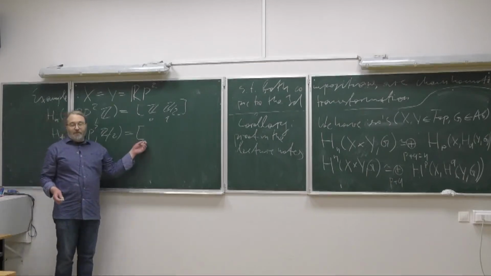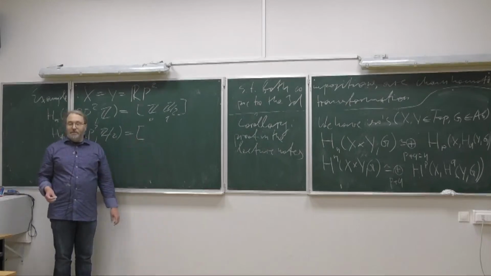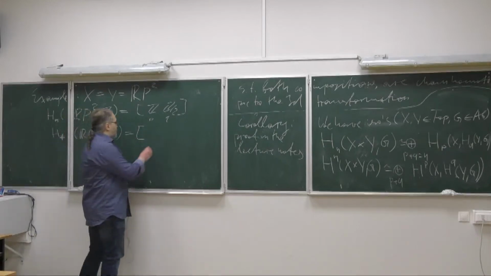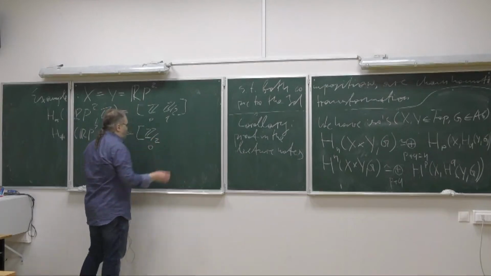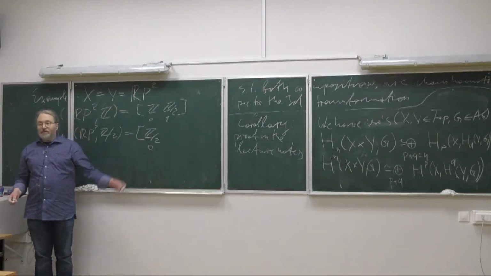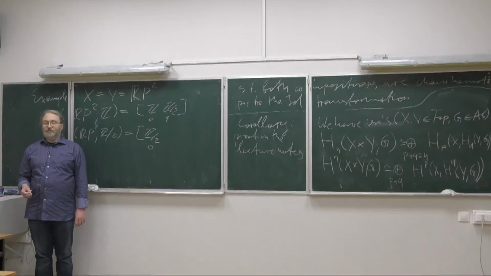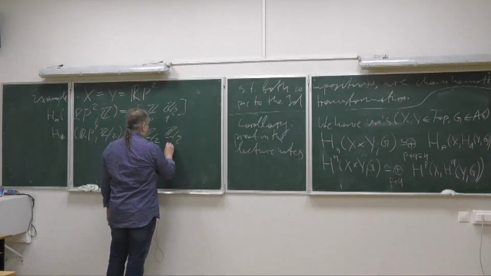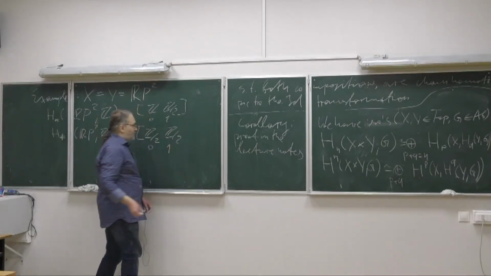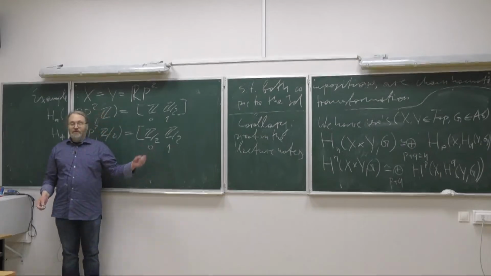Well, what do we have in degree 0? Z by 2. Correct. What do we have in degree 1? Again, Z by 2. What do we have in degree 2?